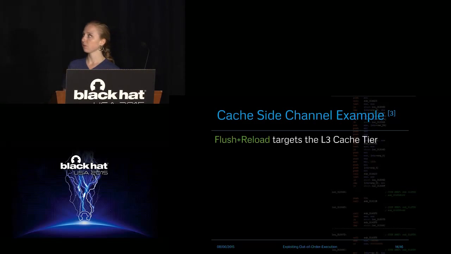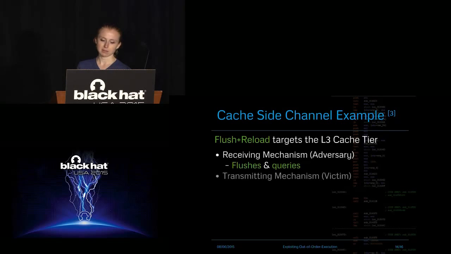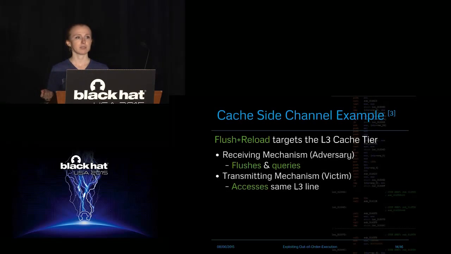In this example, it's called the flush and reload attack. It's targeting the L3 cache tier, but you could do similar things in the different cache tiers as well. The receiver, or the adversary, is simply flushing the cache and querying it at specific lines, predetermined lines. And in between that flush and the query, the transmitter, or the victim, which is unknowingly transmitting artifacts into the cache, is accessing that same shared line of L3 cache.